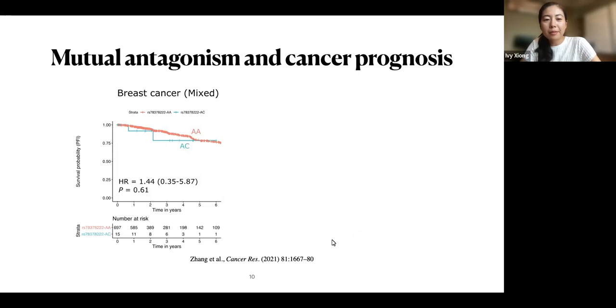And one thing we found even more intriguing is that this mutual antagonism is also related to cancer prognosis. For example, here I take the breast cancer cases in the TCGA cohort and look at their survival curve over 6 years. If you're just looking at the profile of the genetic variant, it doesn't seem that the patients would have a different survival profile.